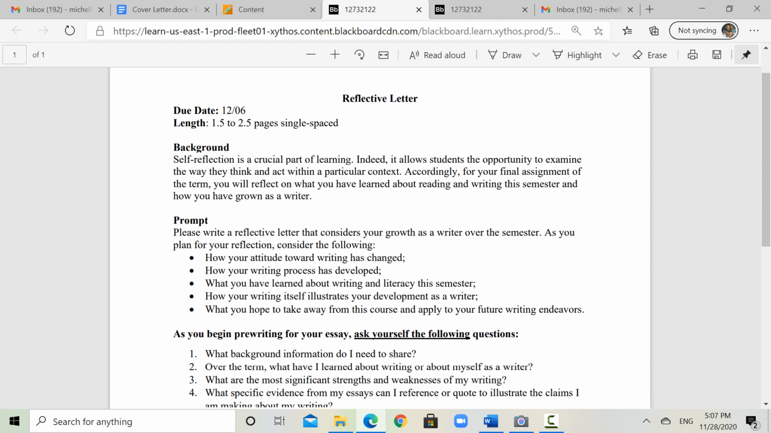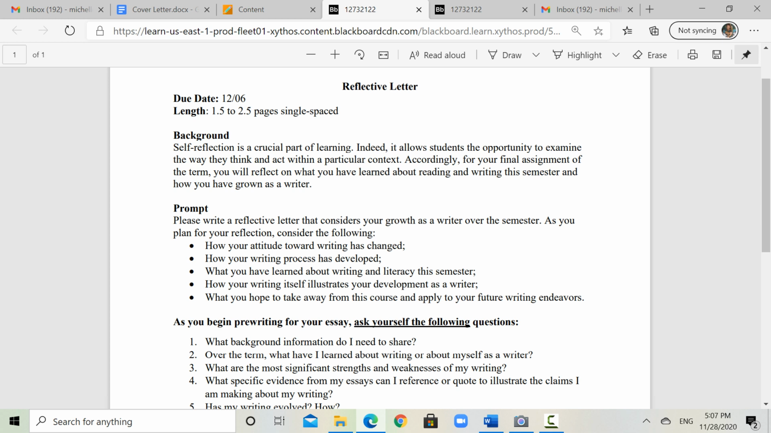And I do want to just quickly say that reflection is so important because often when we're learning, we're so focused on any individual assignment that sometimes I don't think we think about, okay, what did I really learn? What am I really taking away from this class? Really, what do I want to apply in future courses or in future writing endeavors? So such an important task, I think.